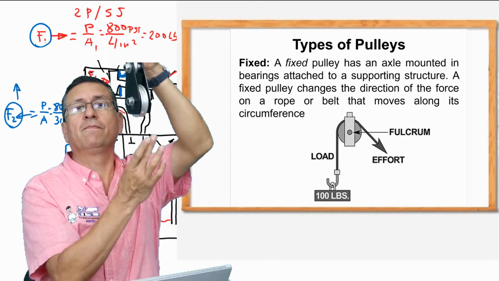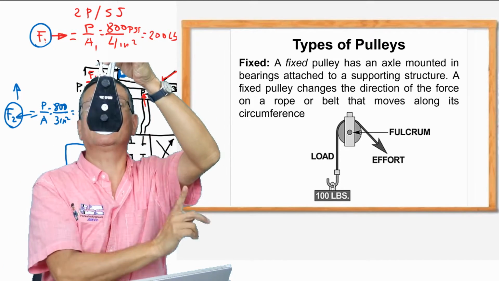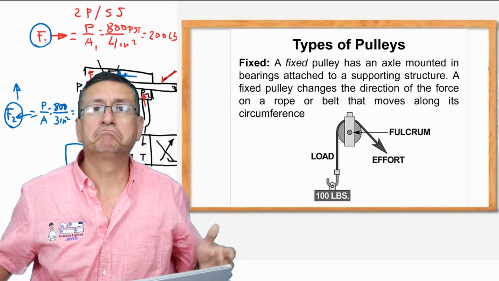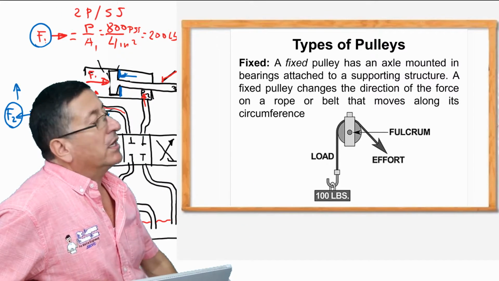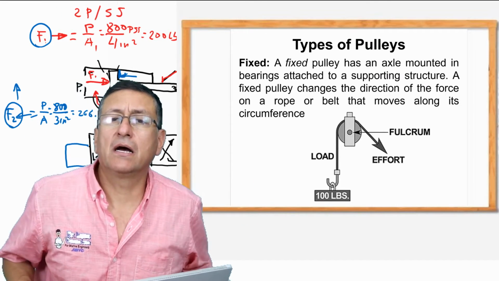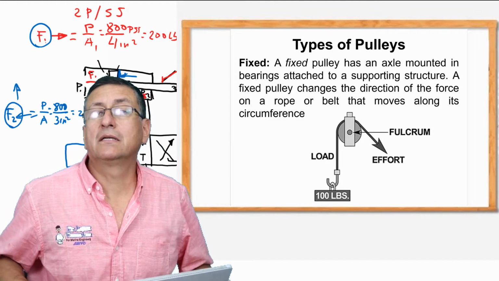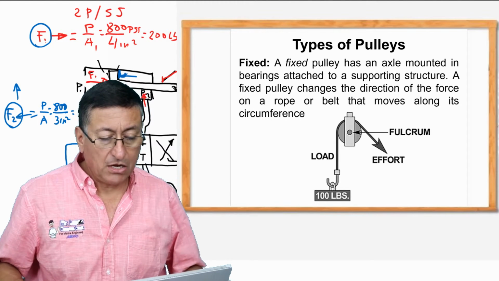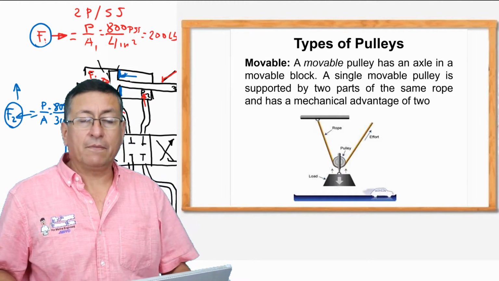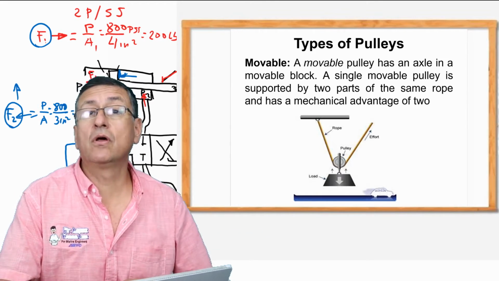It's a single pulley. The function of that pulley is to change the direction of the force. The single pulley, exactly like the pulley that we have on the screen right now, changes the direction of the force on a rope or belt that moves along the circumference. That's the single pulley. All right, the other pulley that we have here is the movable pulley.